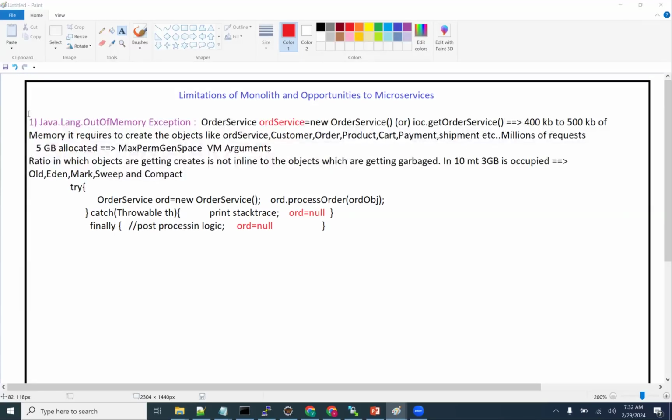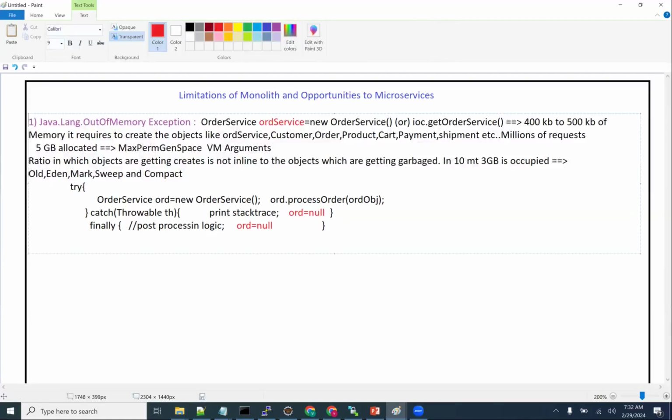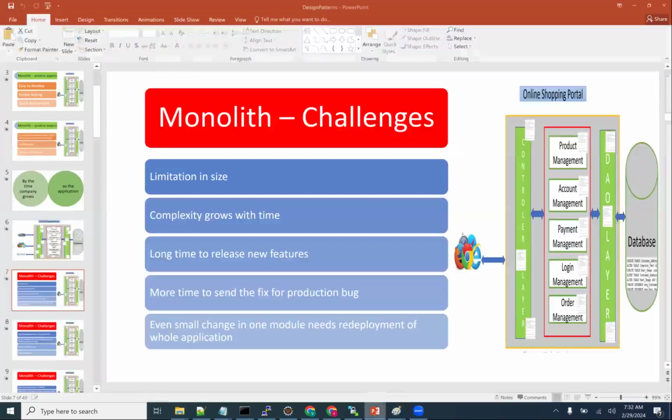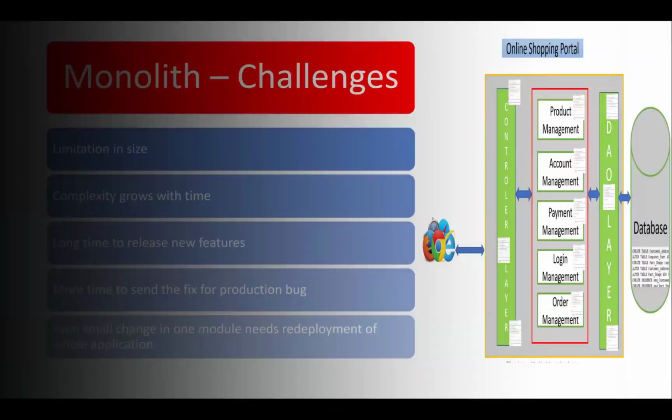Any concerns on this first point, guys? A lot of people are not aware of this. Actually, this is a very important point. But in microservice architecture, it is not going to be there. Okay, so that is the thing here. Complexity grows with time. That is the next point here.